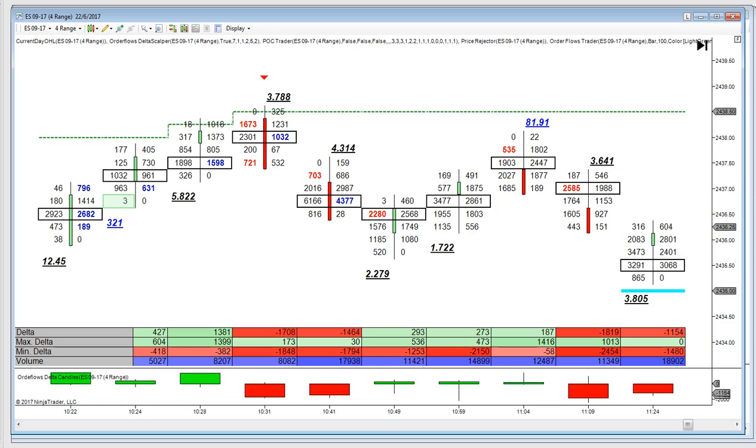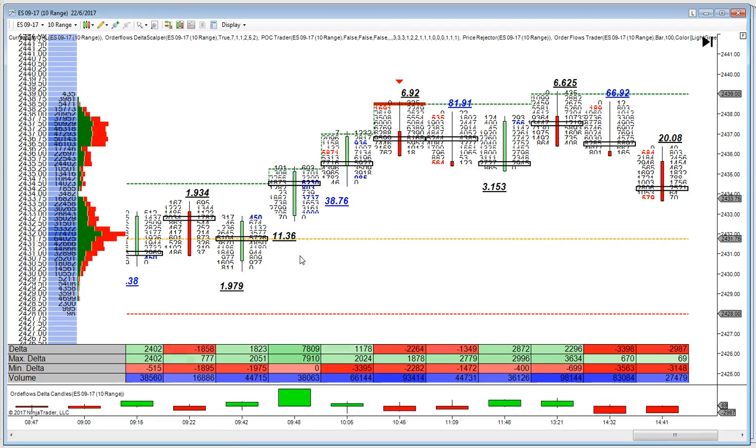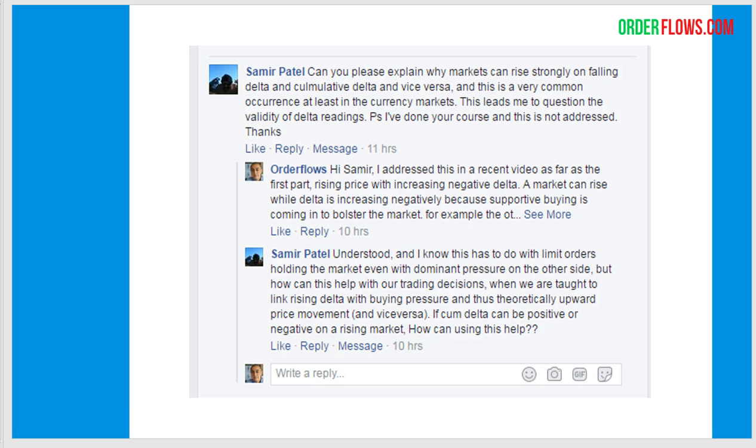Okay, well, I'll take a look at the 10 range really quick before I move on to the next part of the question. I hope I should have been able to answer that question with my explanation. Okay, I guess this would be kind of an answer here. How can the market rally strongly on falling delta? Okay, so I got the 10 range chart.